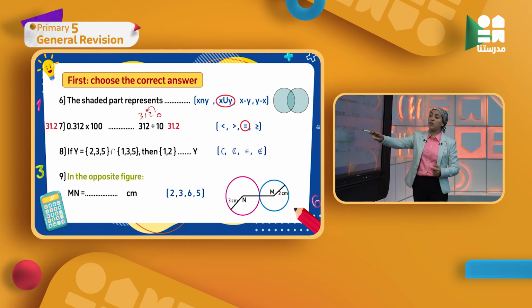Then here I want to compare between these two sets. When I am talking about two sets, this means that I am going to use either subset or not subset. And since the set of elements 1 and 2 is not a part of the set Y, then of course I will choose not subset.